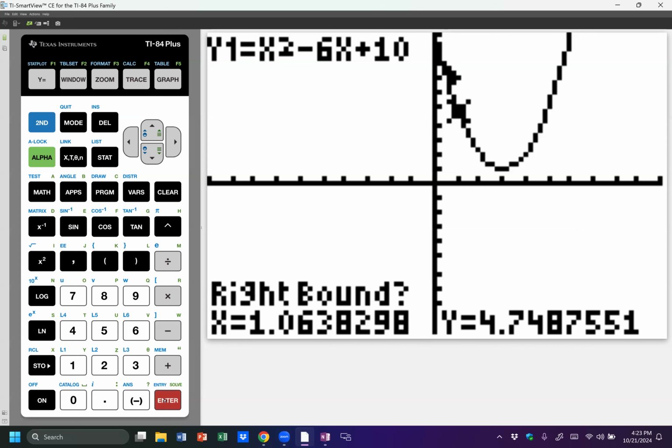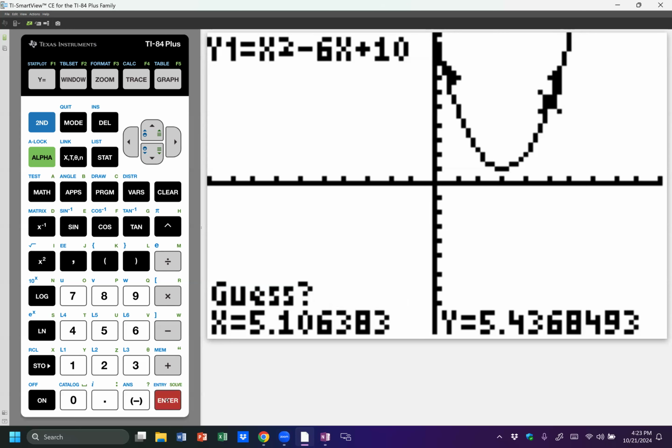Once I hit enter, you notice it changes at the bottom. It now says right bound. So I need to keep pushing the right arrow until the blinking cursor goes on the right side of my graph. It can be anywhere on the right side. I can stay where I'm at, I can go higher, or I could go lower. As long as it's anywhere on the right, it doesn't matter where. Then I hit enter. Then it says guess on my screen.